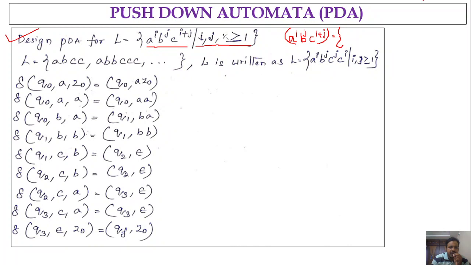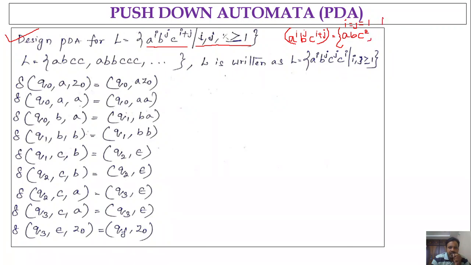mathematical equation, right? So first we could take i value equal to 1 and j value equal to 1, right? So i equal to j equal to 1, and substitute these values in the given language property to obtain the combination of the string. So a power i means a power 1, b power j means b power 1, c power i plus j means c square. So it is nothing but a b c c. So that is the first string that is going to come under this particular language, right?